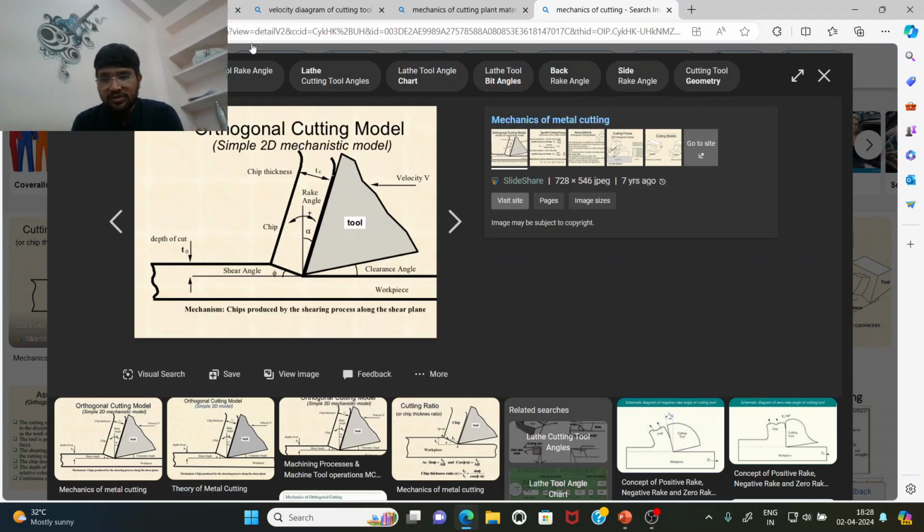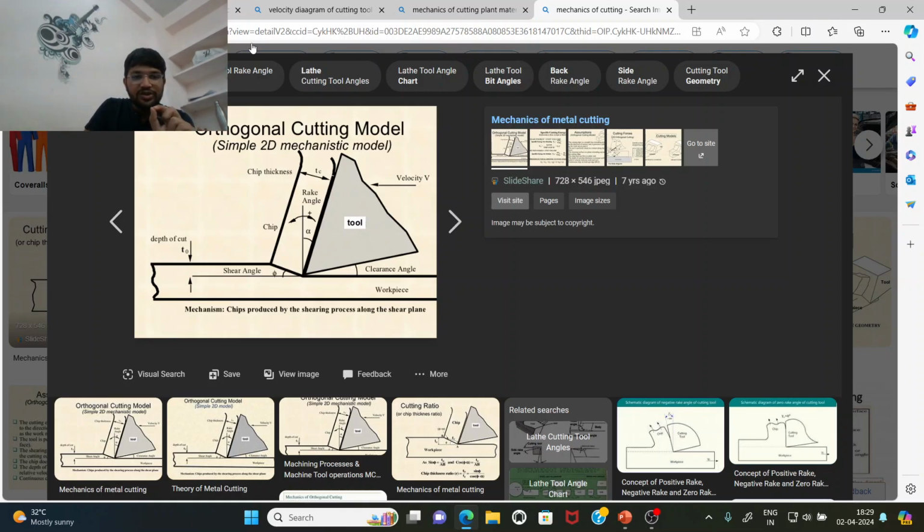You also can say this depth of cut is equal to uncut chip thickness, and this is the chip thickness. Chip thickness is what the width of the chip will be after cutting. Depth of cut is basically the uncut chip thickness, or the chip thickness before cutting.